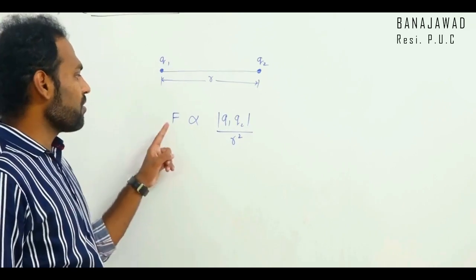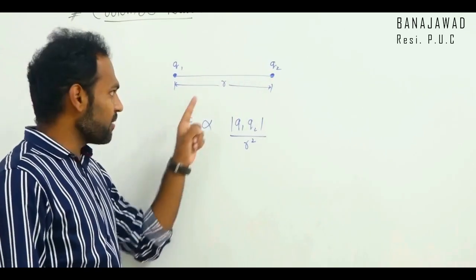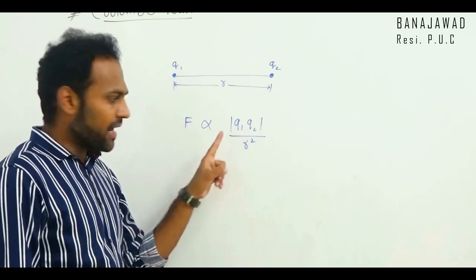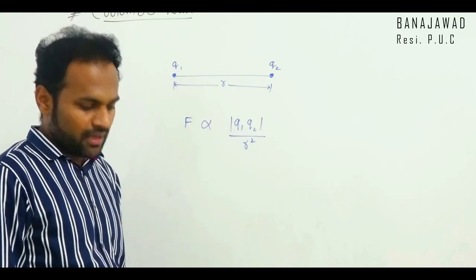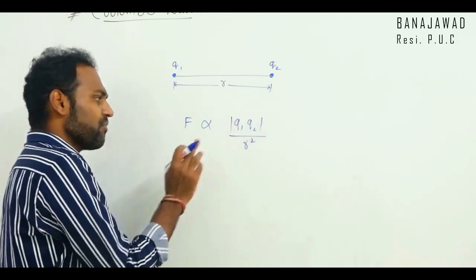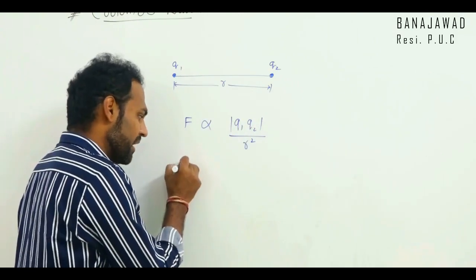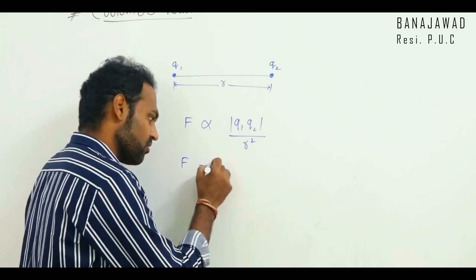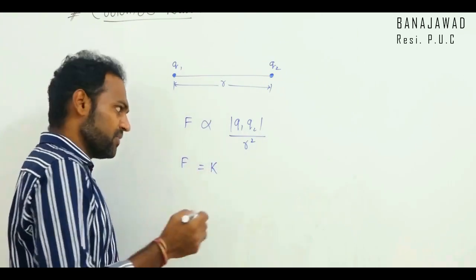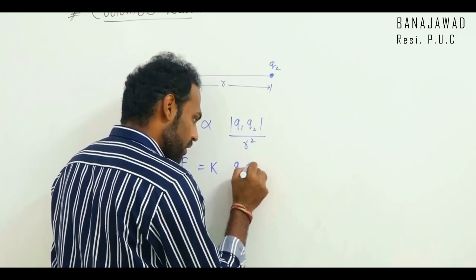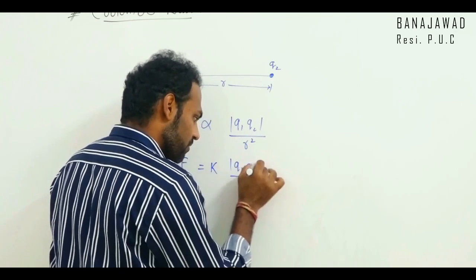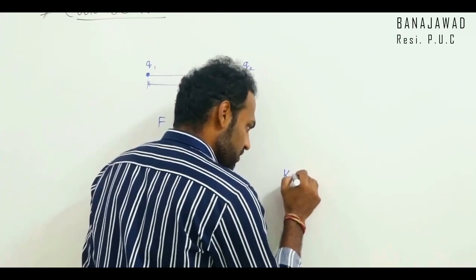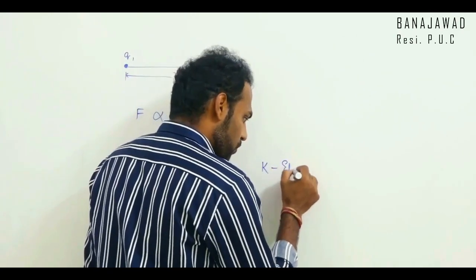So the force of attraction or repulsion between any 2 point charges separated by a certain distance is directly proportional to the product of the magnitude of the two charges and inversely proportional to the square of the distance between them. We know that in any equation, if we remove the proportionality symbol and introduce the equality symbol, we get a constant called the proportionality constant. Let us introduce that constant here, K. F is equal to K Q1 into Q2 divided by R square. Then what is this K? This K is a proportionality constant which is called the electrostatic force constant.